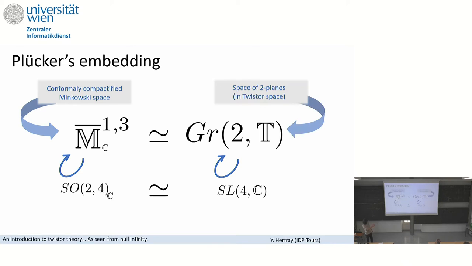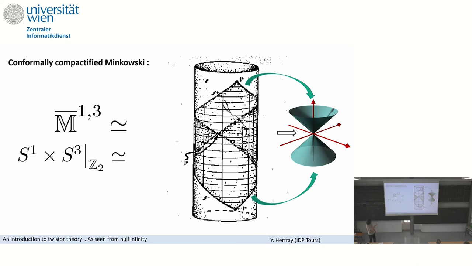But this object turns out to be the same as some natural geometrical object, which is the space of two-planes in twistor space. This Gr means Grassmannian. And why is it important? Because here you have your usual conformal group acting, but here you have this SL4C. So in practice, this is going to realize the exceptional isomorphism between the conformal group and SL4C. On the left-hand side, we have conformally compactified Minkowski space, which is the picture you know. You're adding a null cone at infinity and it gives you a compact manifold, S1 times S3.